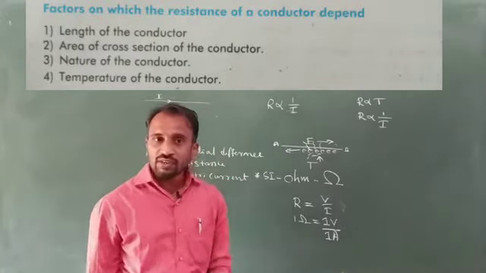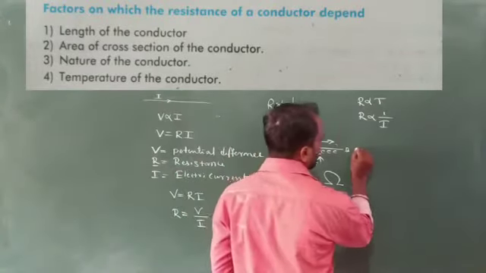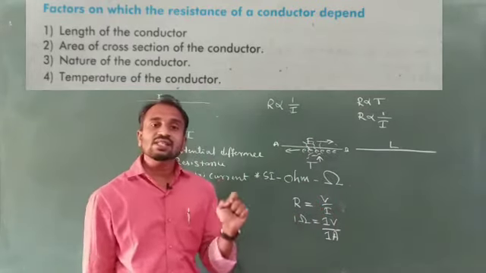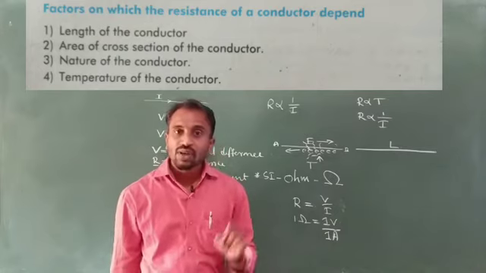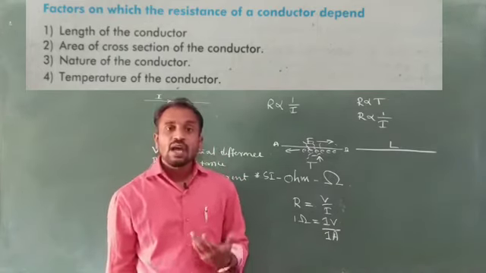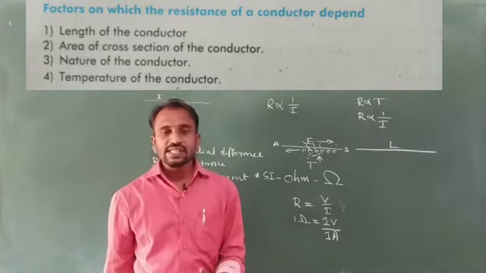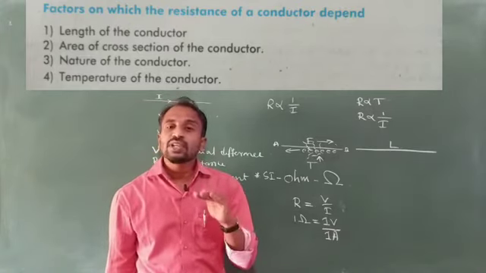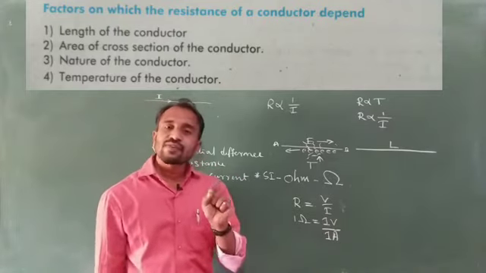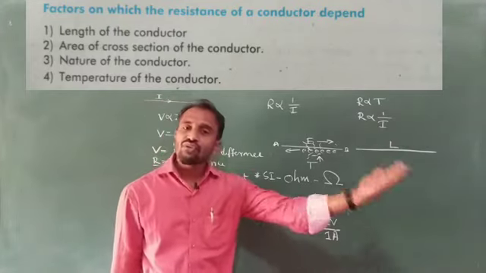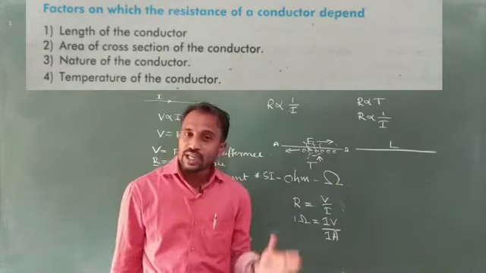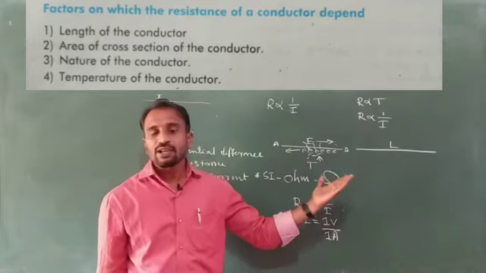It means whenever the length of a conductor increases, automatically the resistance value increases. And when the area of cross section increases, the resistance value decreases. Whenever the length of a conductor increases, the resistance value increases. Suppose the temperature increases, again the resistance value increases.